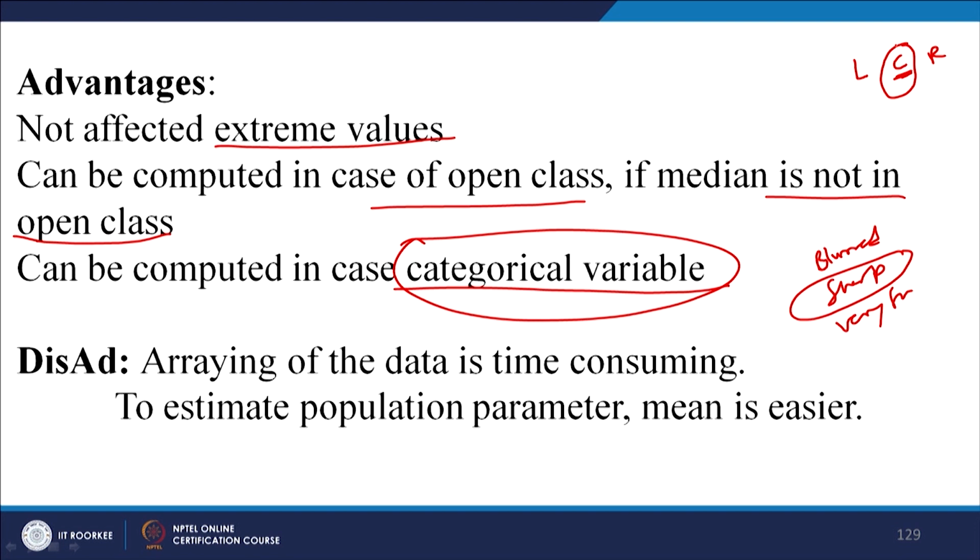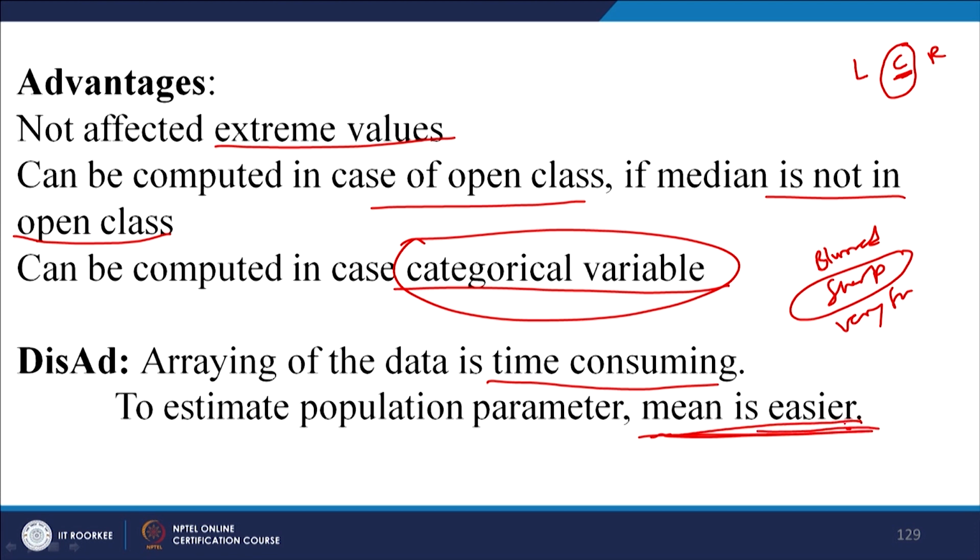The only disadvantage is you need to arrange data, which is quite a time consuming process. So, to estimate population characteristics from sample, many times you will find that mean is easier than median.